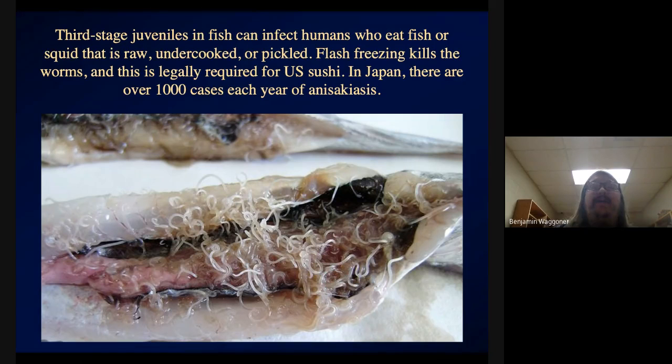In Japan, though, where the fish tends to be much fresher and not always flash frozen, there's over 1,000 cases of this each year. Mild infection might just feel like a little stomach bug. I don't know that anybody's ever died from it, but really heavy infections have been misdiagnosed as things like pancreatic cancer. So, yeah, this can be severe if you get a lot of them. Ew.